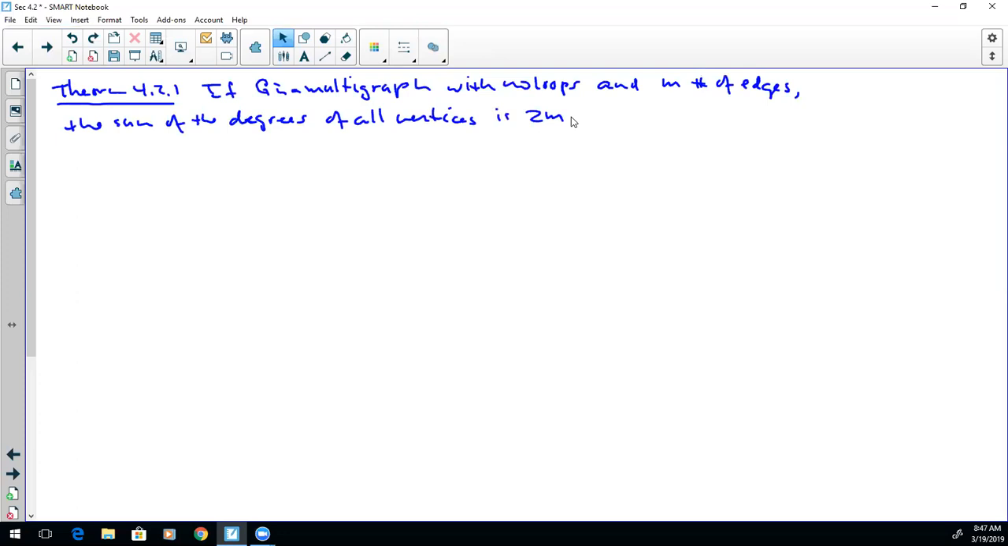Well, the idea here is that there are no loops. Then each edge connects 2 different vertices. And if you are counting up the degree, like if you have an edge from vertex 1 to vertex 2, okay, when you count vertex 1's degree, you've counted that edge. When you count vertex 2's degree, you've counted that edge again. So the degrees count all the edges up twice.